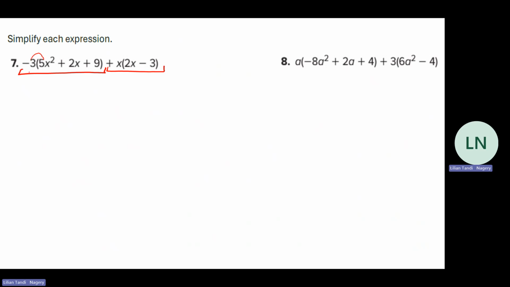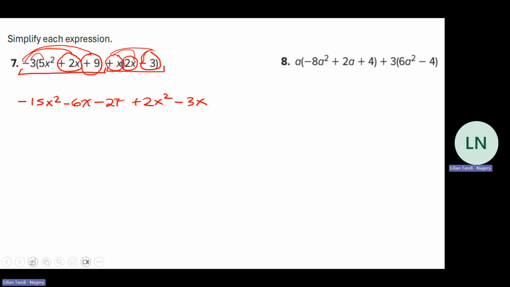Negative 3 times 5x squared is negative 15x squared. Negative 3 times positive 2x, negative 6x. Negative 3 times positive 9, negative 27. Positive x times positive 2x, positive 2x squared. Positive x times negative 3, negative 3x.